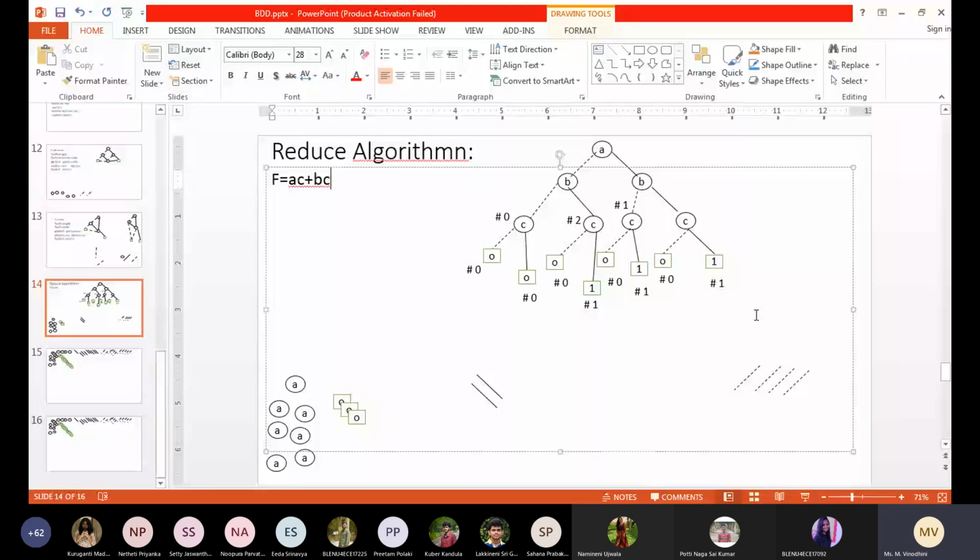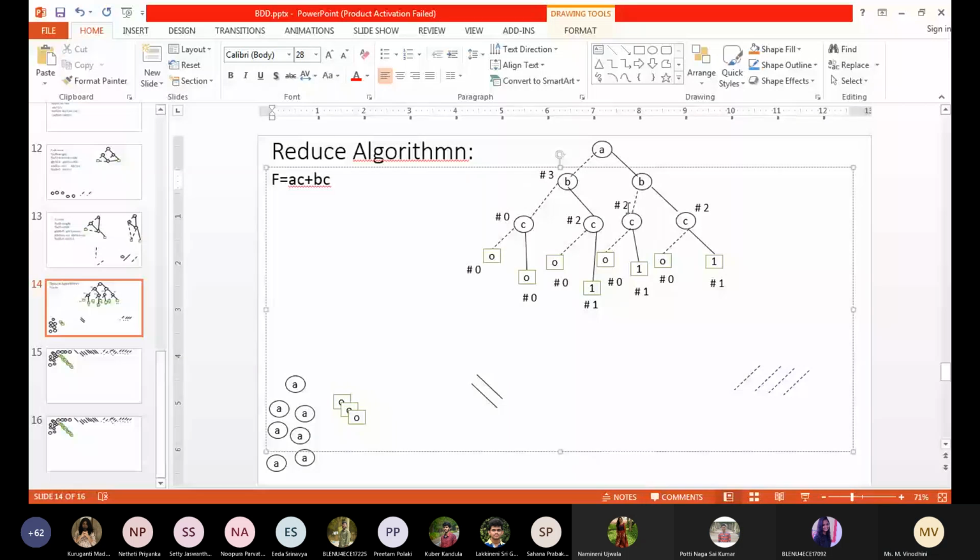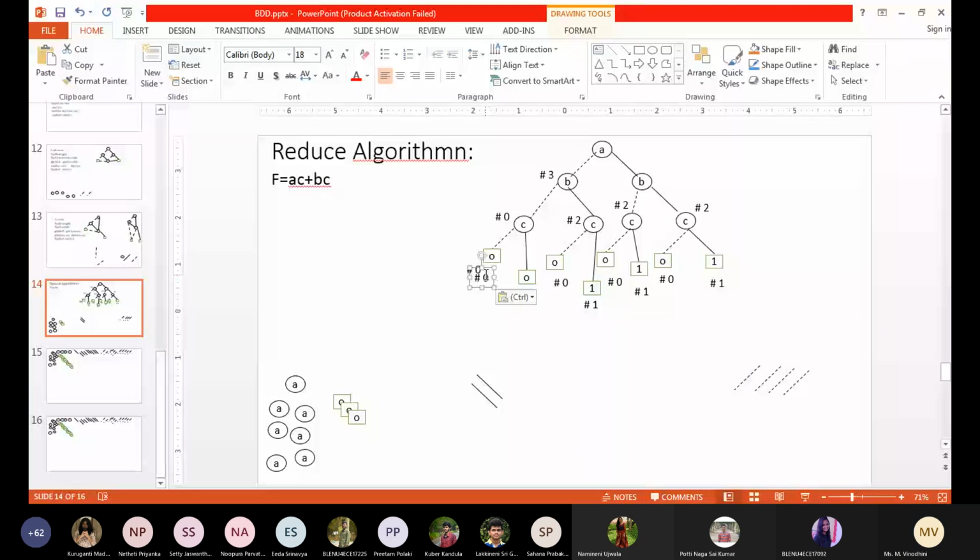For the next one, 0, 1. The maximum value is 1. 1 plus 1, sorry, 2. Next, for the next intermediate node, B. Here for B, we have 0, 1, 2. The maximum is 2. 2 plus 1 is 3. Next to B, both are the same, so the same value.